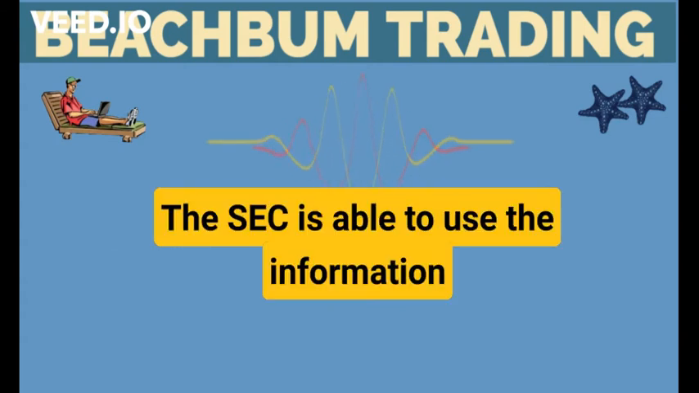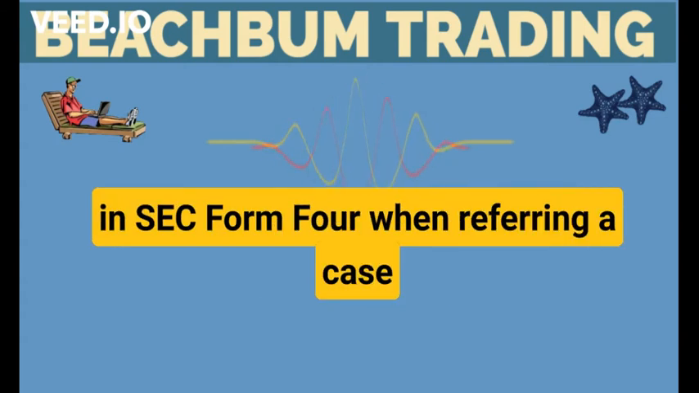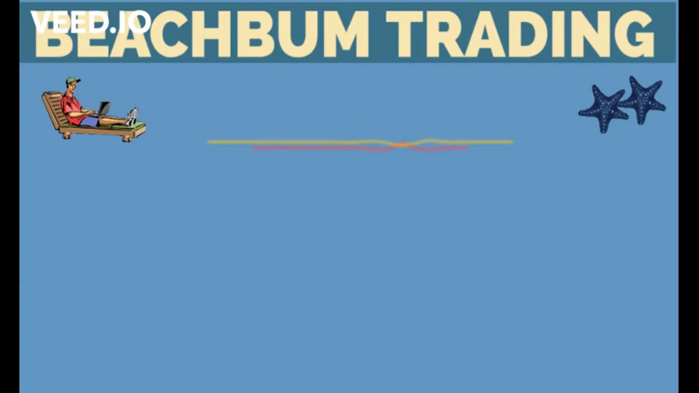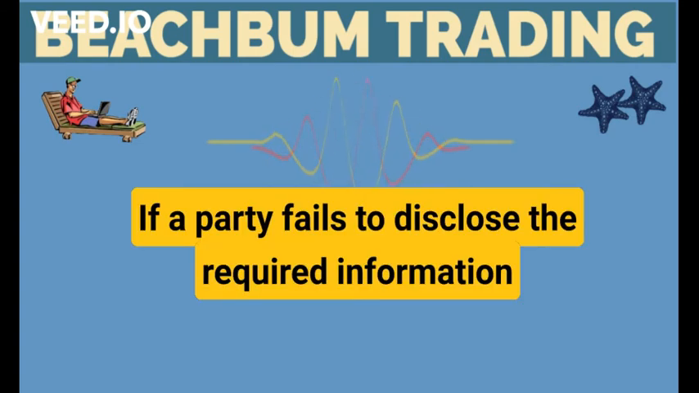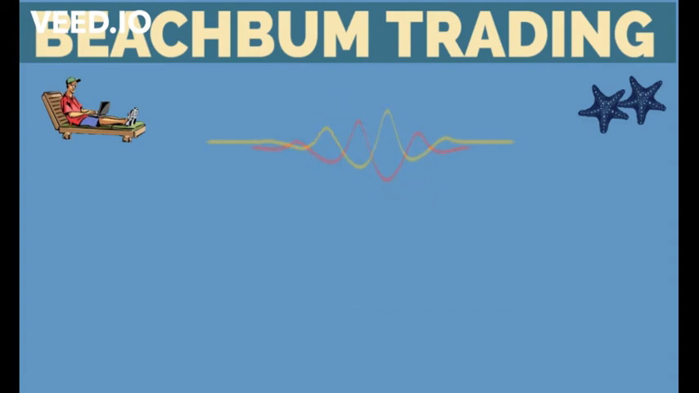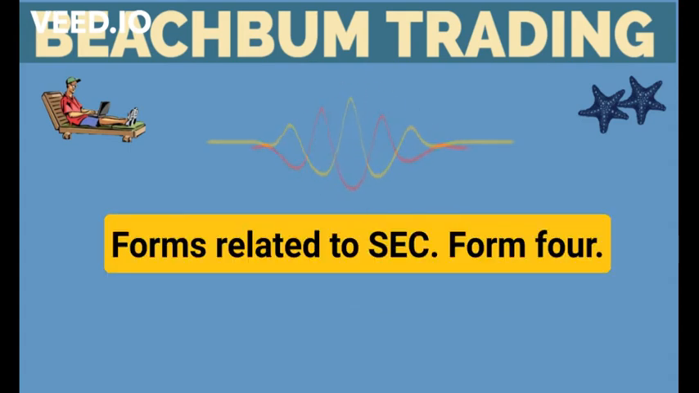The SEC is able to use the information in SEC Form 4 when referring a case to other governmental authorities and self-regulatory organizations, SROs. If a party fails to disclose the required information on Form 4, civil or criminal actions could result. Forms related to SEC Form 4.